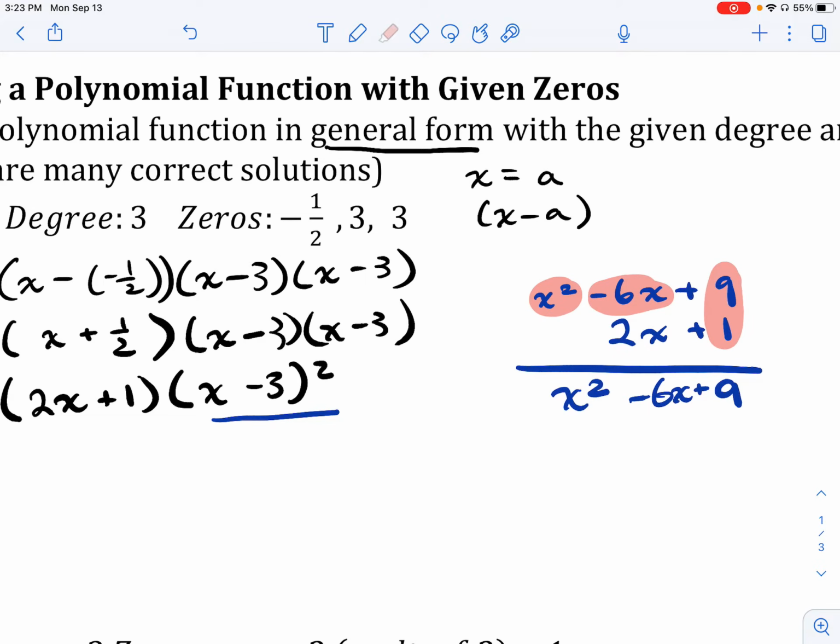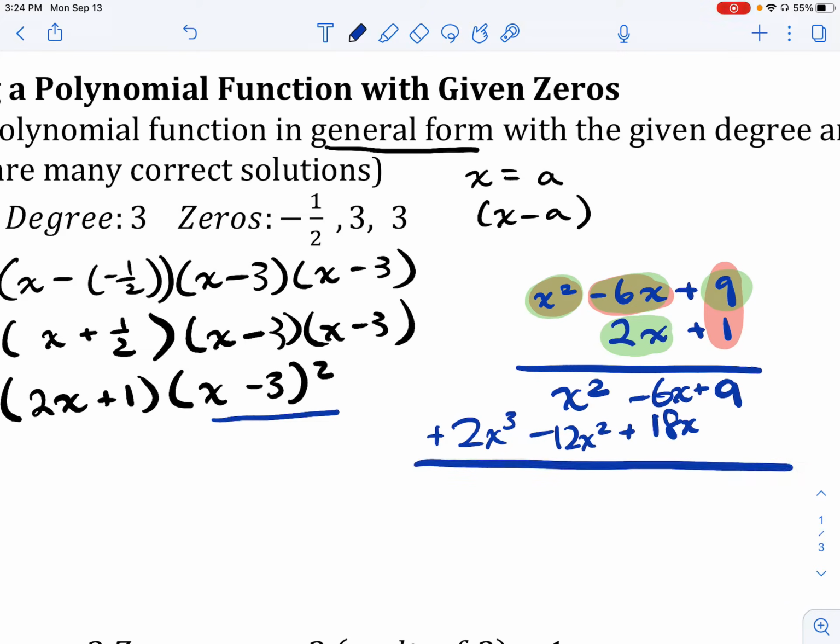And now I'm going to do the same thing to the next column. So 2x times 9 is 18x, and since this is going to be right here, I'm going to place this underneath the negative 6x to align it with the common terms. 2x times negative 6x is negative 12x squared. 2x times x squared is going to be 2x cubed. And so I'm going to add all of this up. So I've got 9, 12x, negative 11x squared, this was positive, 2x cubed.